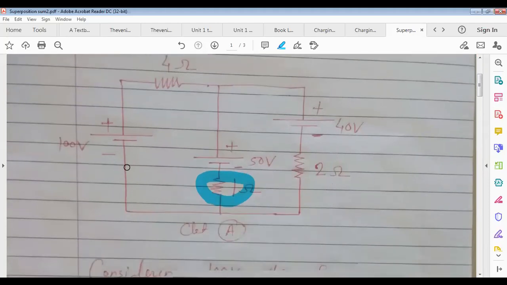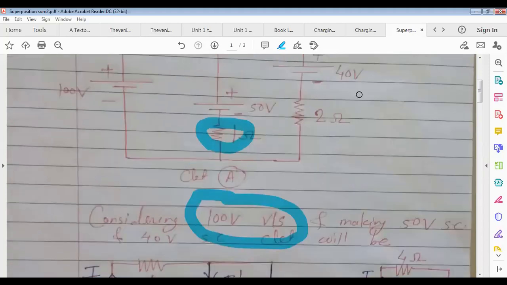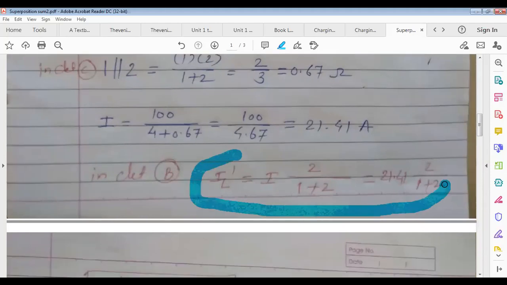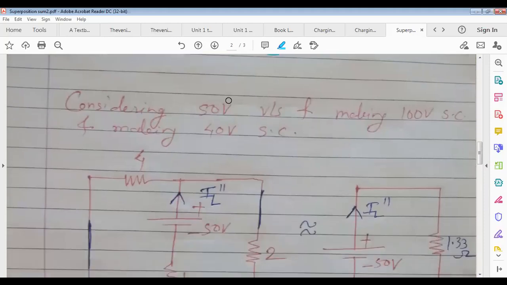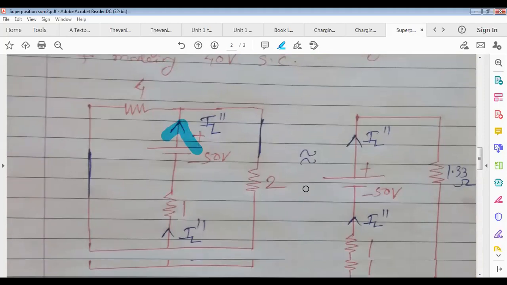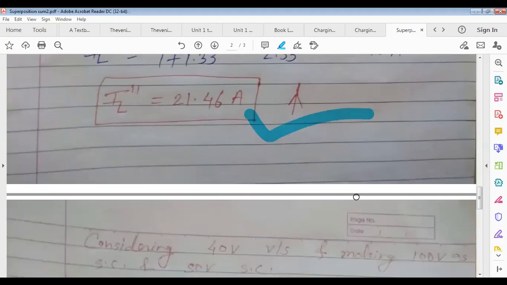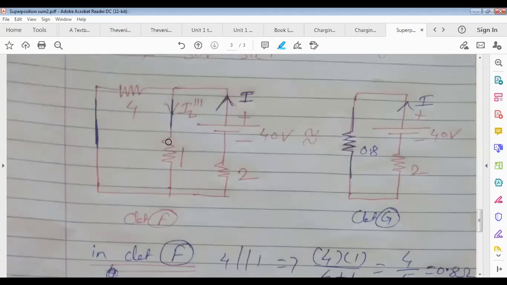So first of all, we considered 100 volt voltage source, and the rest sources, 50 and 40, we make inoperative. Then we find out IL dash, which is only with 100 volt. Then we considered only 50 volt. Using 50 volt, we have found IL double dash. The rest 2 voltage sources we make short. Then with only 40 volt, IL triple dash through 1 ohm.